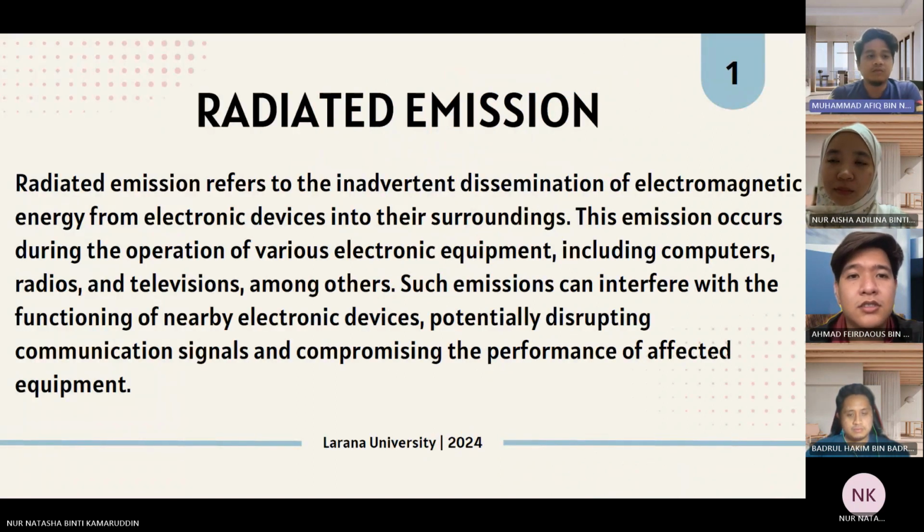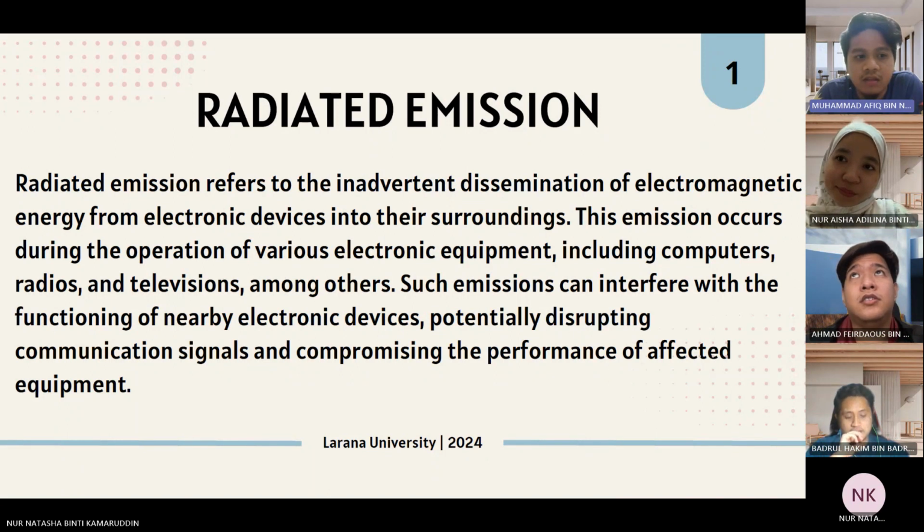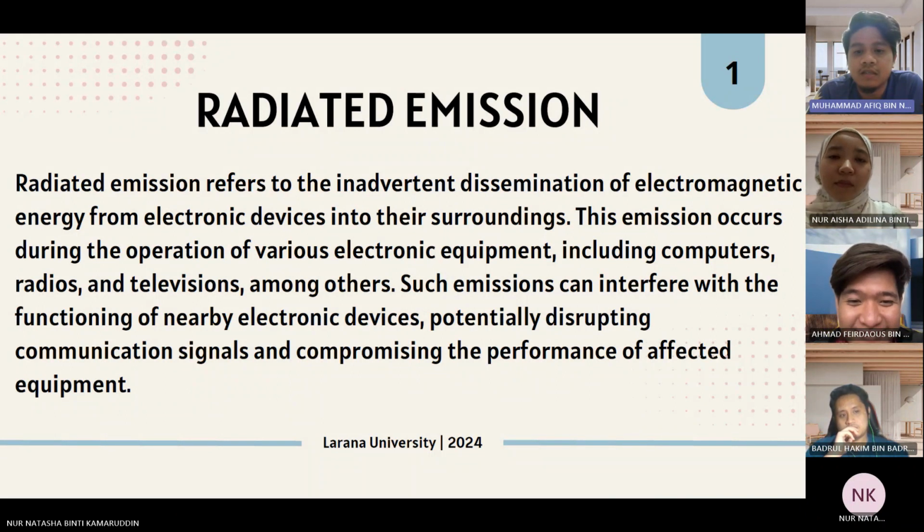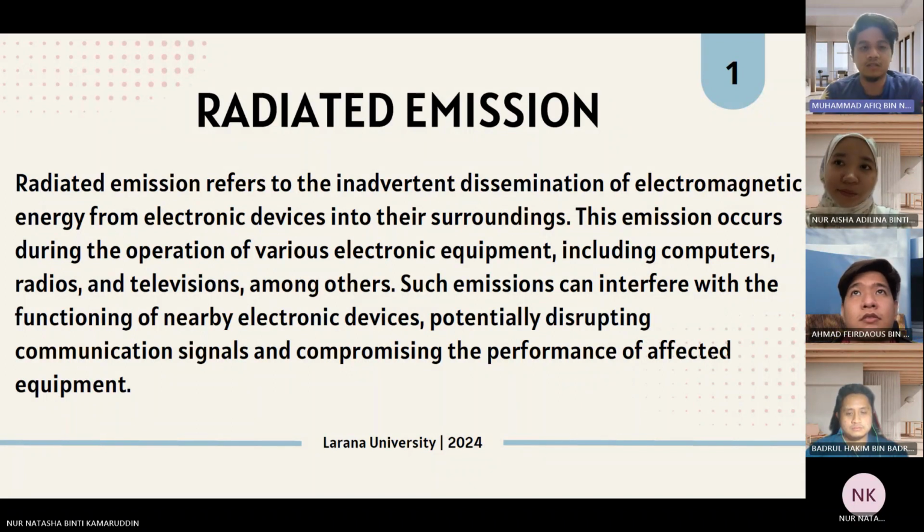So what is radiated emission? Radiated emission refers to the inadvertent dissemination of electromagnetic energy from electronic devices into their surroundings. This emission occurs during the operation of various electronic equipment, including computers, radios, and television, among others. Such emissions can interfere with the functioning of nearby electronic devices, potentially disrupting communication signals and compromising the performance of affected equipment.